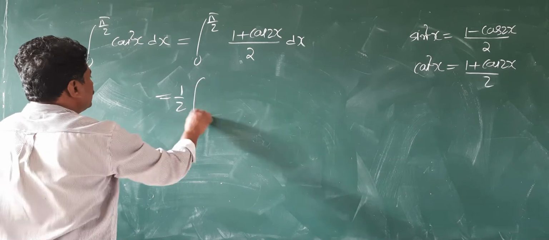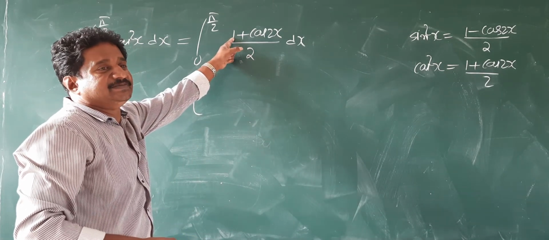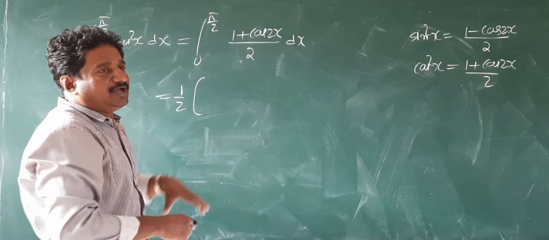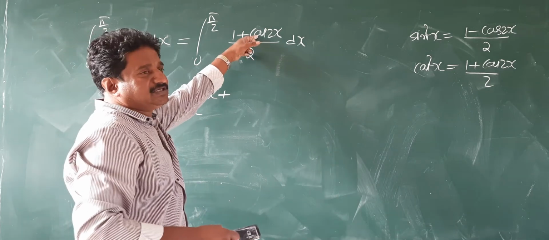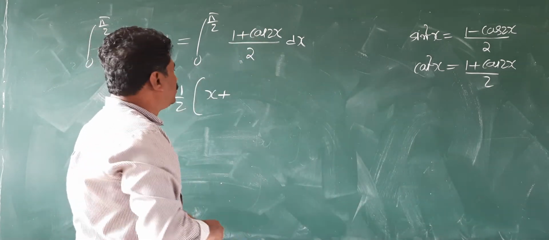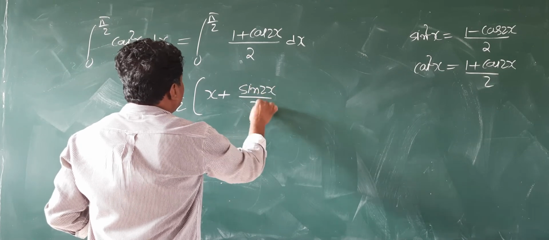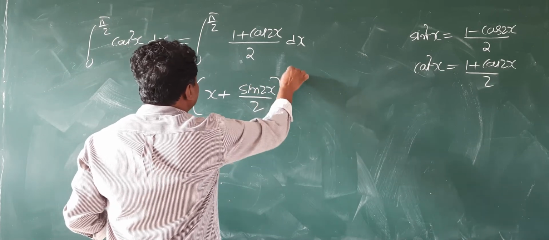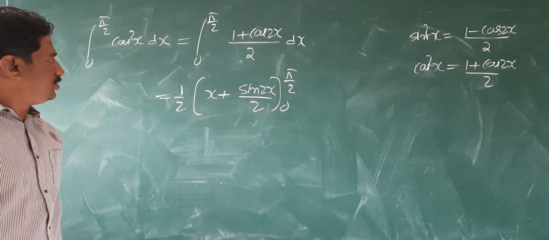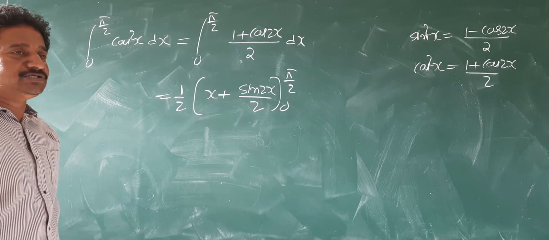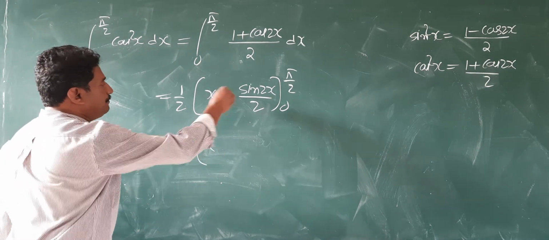1 by 2. So tell me, students, integration of 1 is x. How much is the integration of 1? x. Plus the integration of cos 2x is sin 2x by 2. The limits are from 0 to pi by 2. Upper limit minus lower limit.